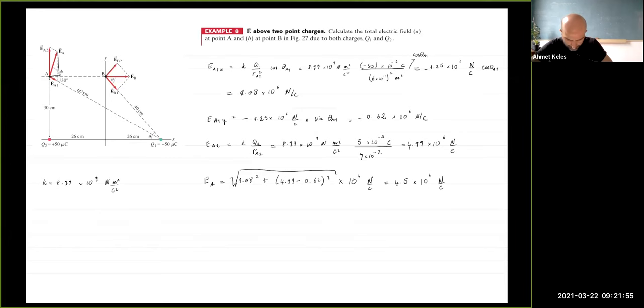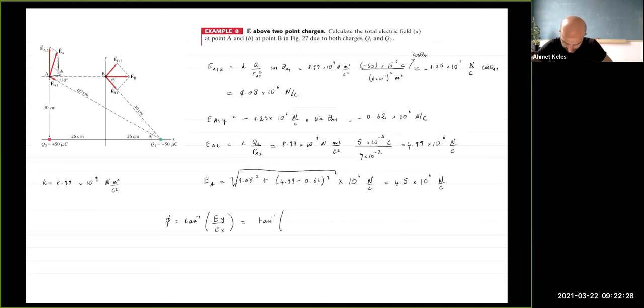Okay. How about the angle? I also need to find this angle. Did anybody find any angle? Okay, the angle, phi, is tangent inverse of E_Y divided by E_X.